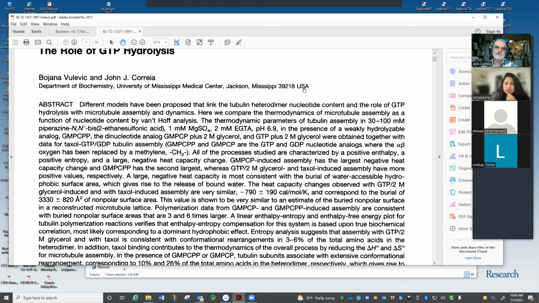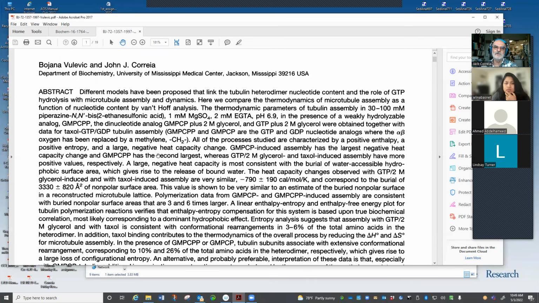So we were approaching this at this time by asking questions about how nucleotide interacts with tubulin and regulates assembly. And to do that, you would normally use what's called a non-hydrolyzable analog.